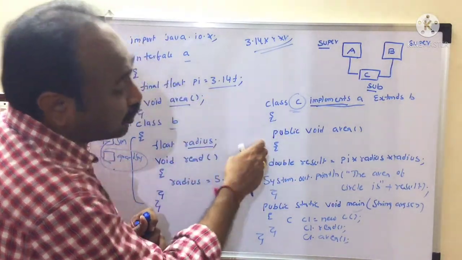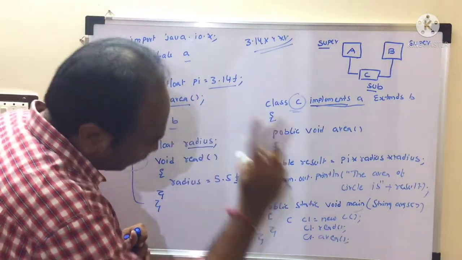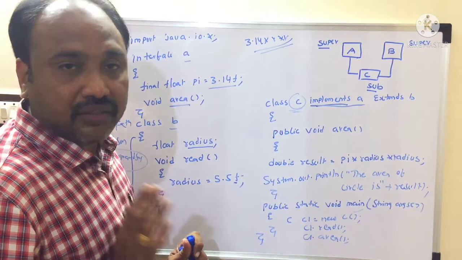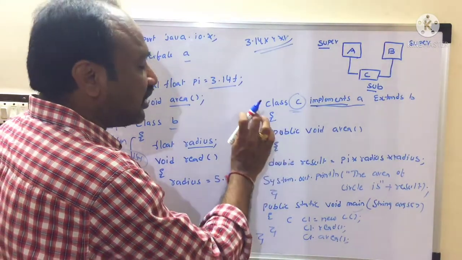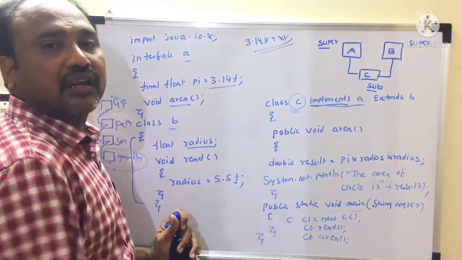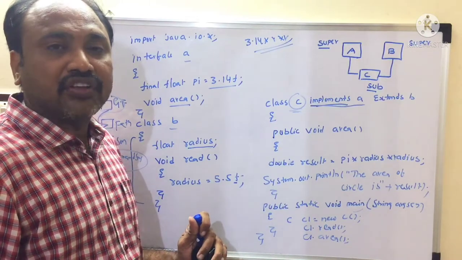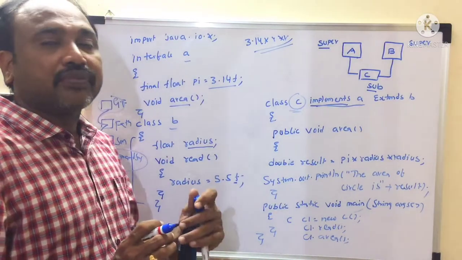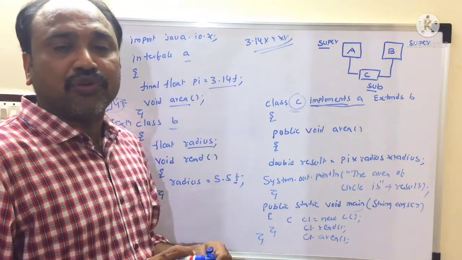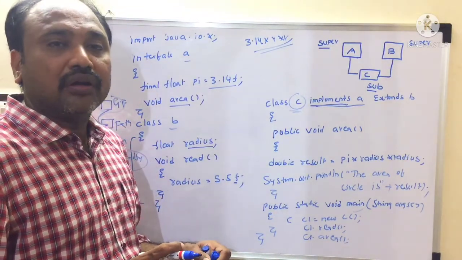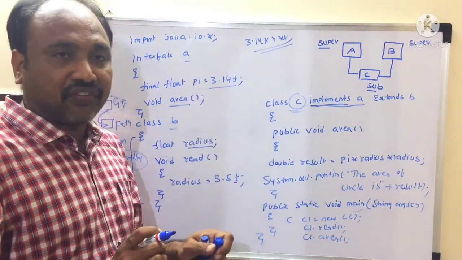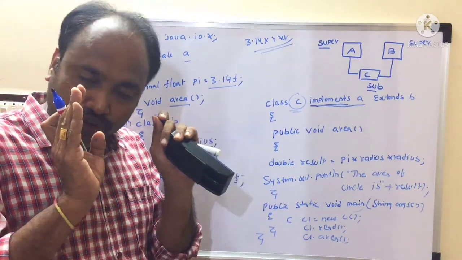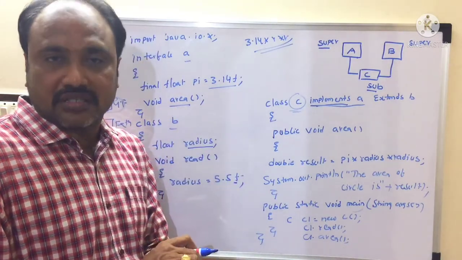Sir, from this interface I want to create one more class. Then also, in that class you have to define all these abstract methods. If you don't want to define them, declare this class as an abstract class. What is an abstract class? I will explain in the next video. This is the sample example program for multiple inheritance using the interfaces concept. Actually, in the Java language, to implement multiple inheritance, we should use the interface concept.